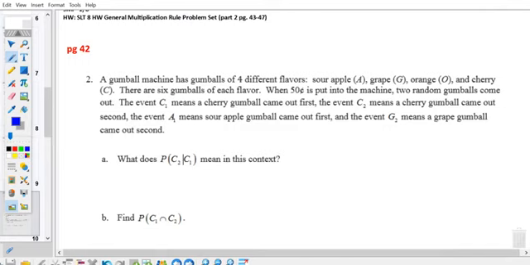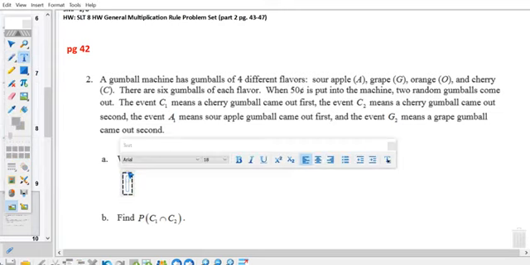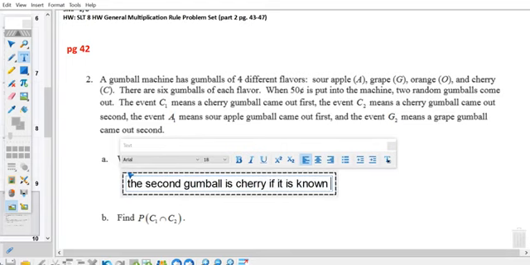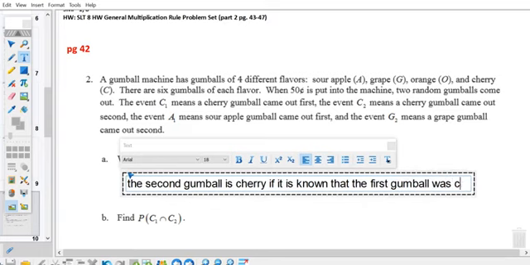All right, now we've got a gumball machine. The gumball machine has 4 different flavors: apple, grape, orange, and cherry. There's 6 of each flavor. When you put 50 cents in the machine, you get 2 gumballs that come out. C1 means you got a cherry first, and C2 means you got a cherry second. What does C2 given C1 mean in this context? The second gumball is cherry if it is known that the first gumball was cherry.